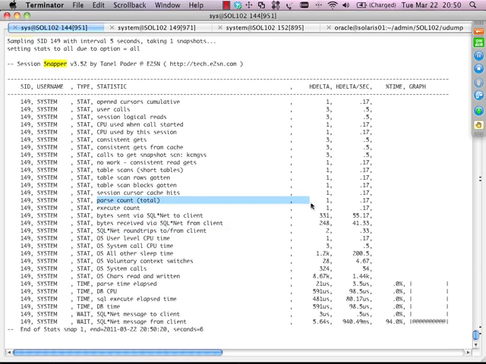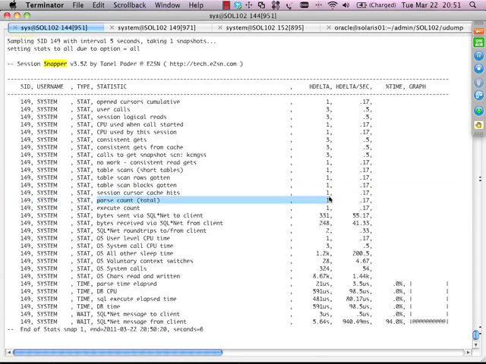Anyway, we see a parse count. We only did one parse during this time. We don't see parse count (hard) anywhere, so therefore we didn't do any hard parses. And we also see that the session cursor cache hit is one. So we had one soft parse, but it happened to be the softer soft parse because we had a cursor cache hit. This is how you know that the softer soft parse happened.